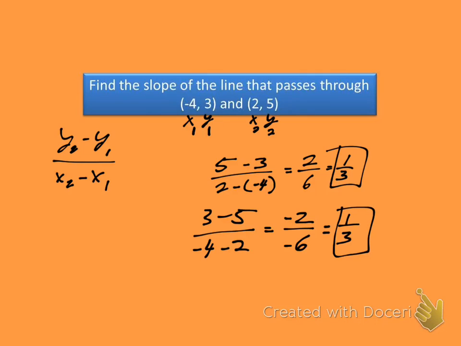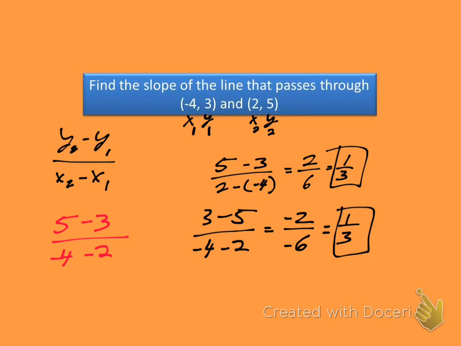Now, where you're going to get in trouble is this. Do not write this down because this is wrong. Where you're going to be in trouble is if you go 5 minus 3 over negative 4 minus 2. See how I went y2 minus y1 over x1 minus x2?